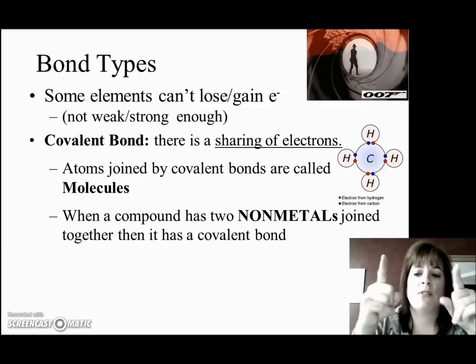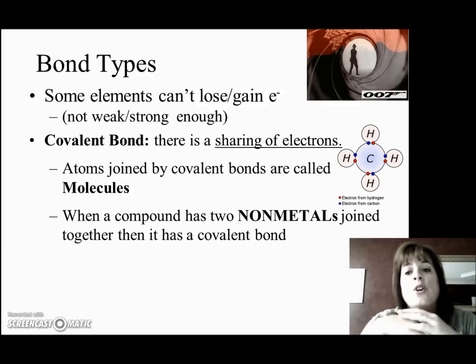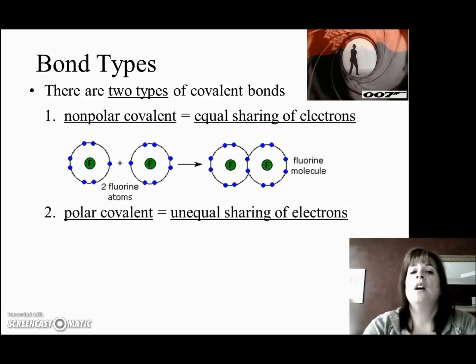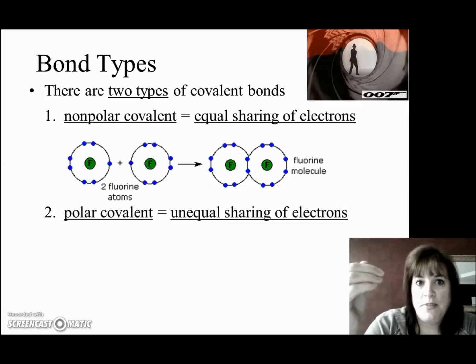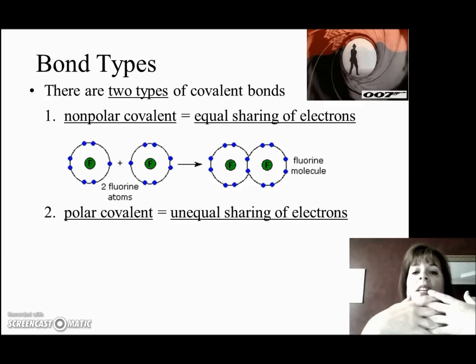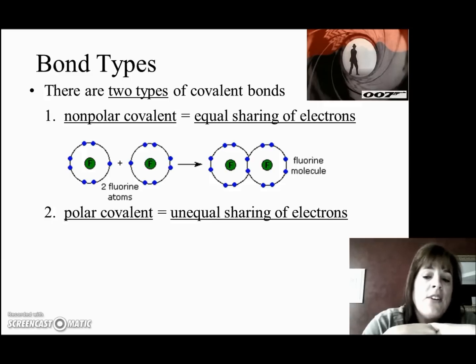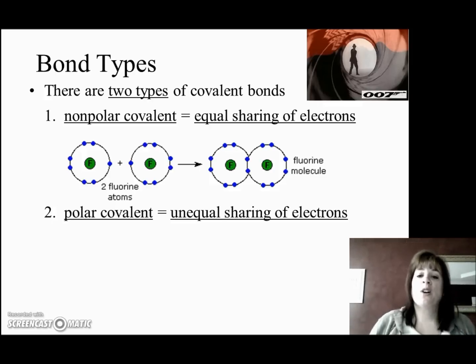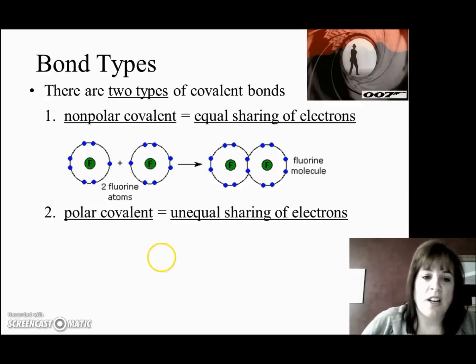Now, there are two types of covalent bonds, and it's all based on how good the elements are at sharing electrons, because, you know, not everybody is good at sharing. Of the two types of covalent bonds, there are nonpolar covalent. Nonpolar means that there's equal sharing of electrons. But not everybody's as good at sharing, like my kids on Halloween with their candy. They share with their mother, but not very well. So a polar covalent bond is one where there's unequal sharing of electrons.